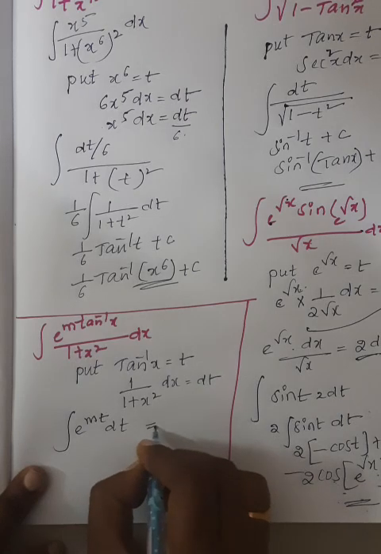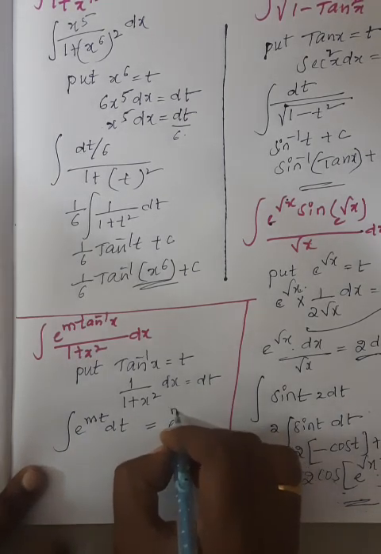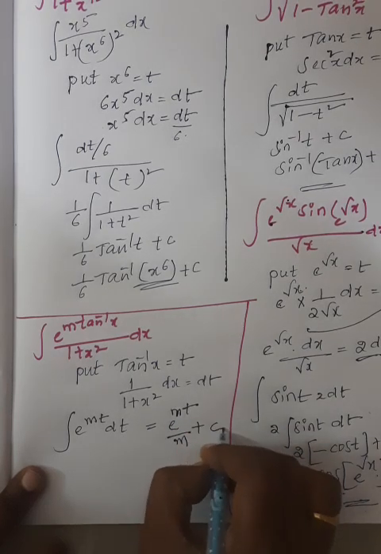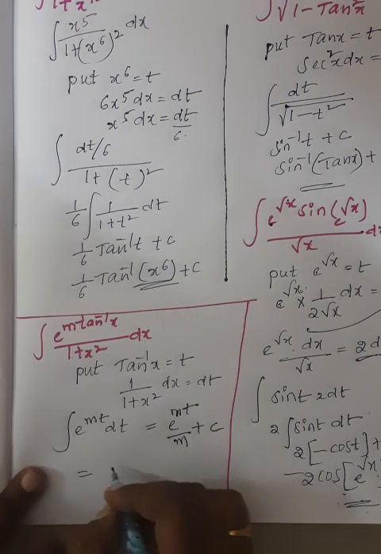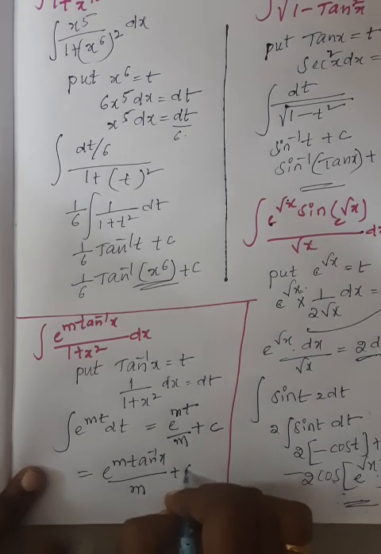Now the given question is of the form e power x dx. So the integral of e power x is e power x only, so e power mt by m plus c. So again replace t with tan inverse x. So e power m into tan inverse x divided by m plus c.